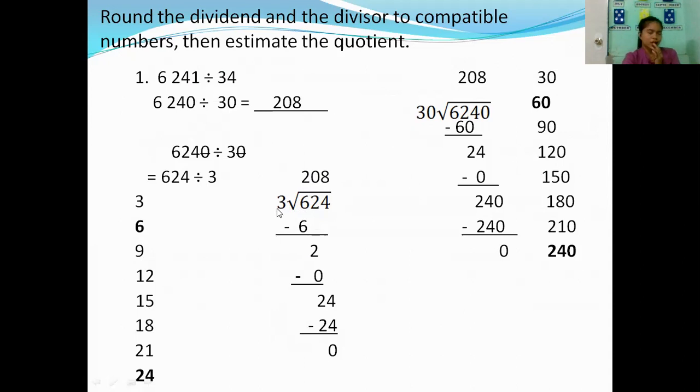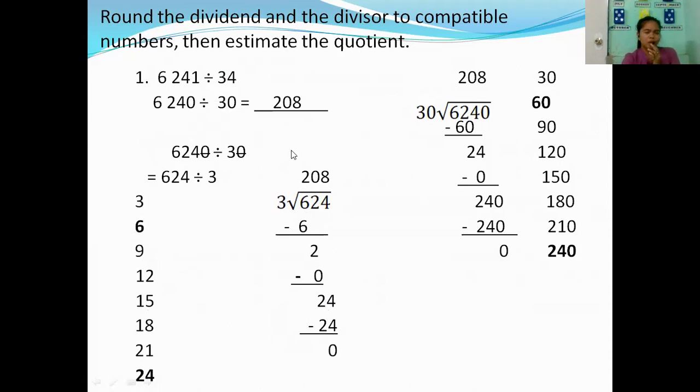2 divided by 3 cannot be, so that is 0. 0 times 3, you have here 0, subtract, we have 2 minus 0 is 2, then bring down 4. So 24 divided by 3, we have 24 here in the 8th place. So we write here 8, then subtract the 24 here, that is equal to 0.